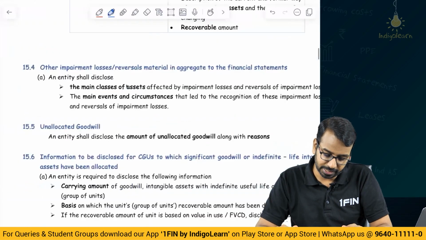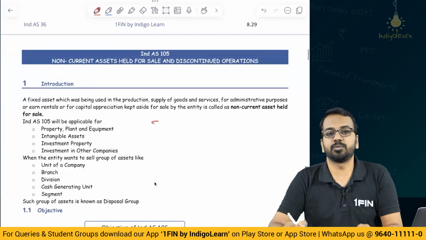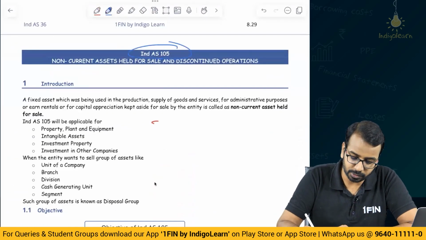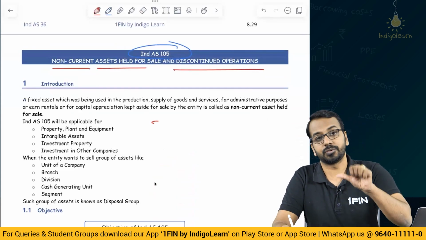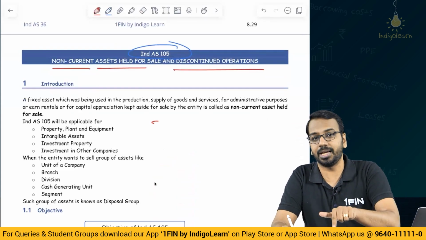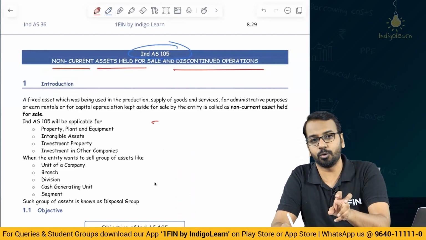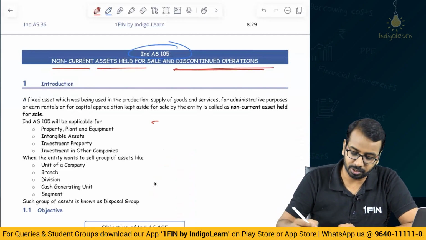So that is it about IndAS 36 on impairment. Let's move on to the next one, which is IndAS 105, that deals with non-current assets held for sale and discontinued operation. So it has to be a non-current asset which is held for sale, or it has to be a part of a disposal group, and this standard also covers discontinued operation.